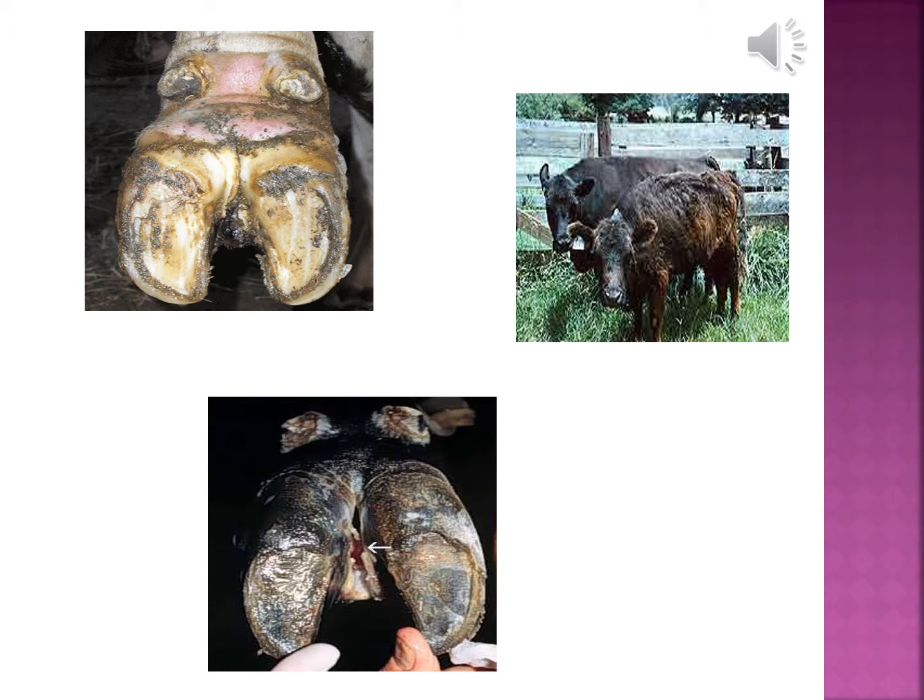A couple of these pictures are kind of gross. The two pictures on the left are examples of foot rot. You can clearly see how much swelling there is in the top picture, and you can see the wound in between hooves in the bottom.